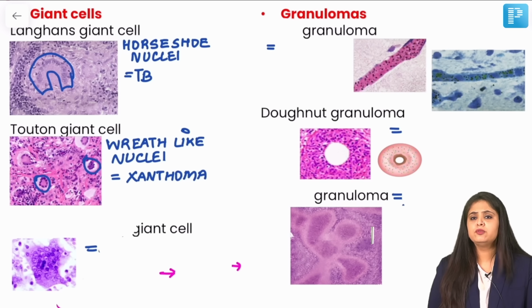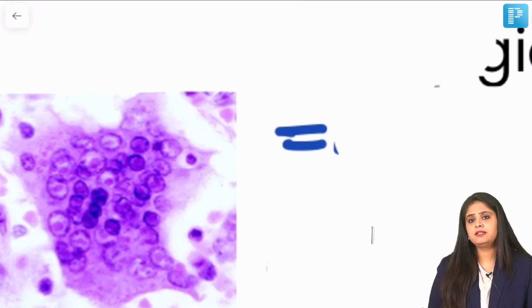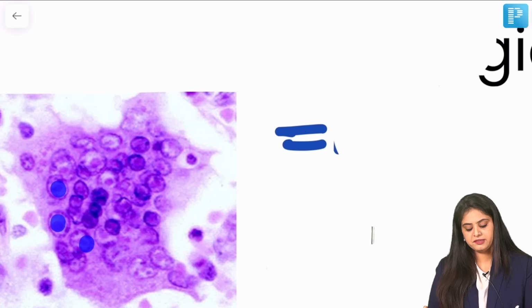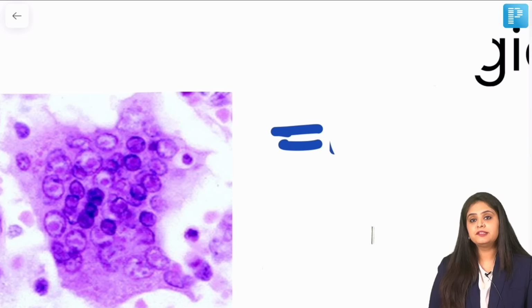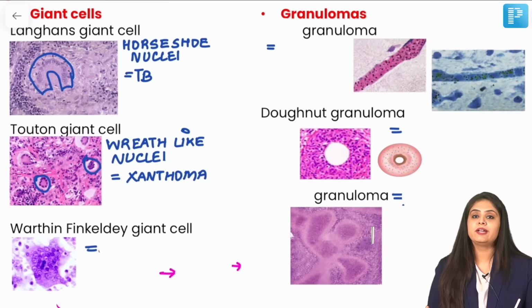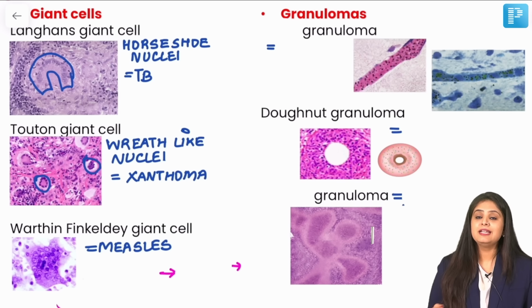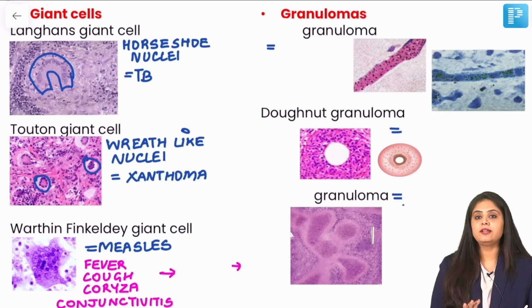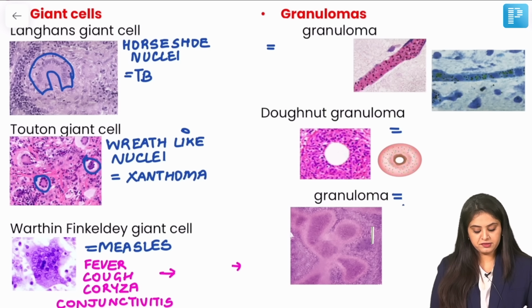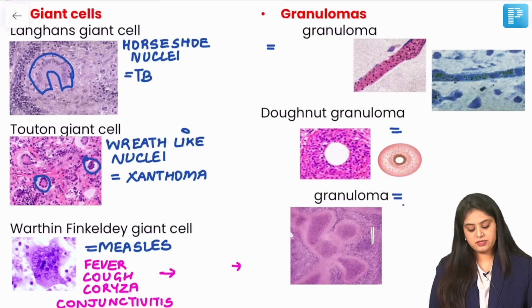The next one, although you might not be able to identify this clearly, but if I zoom in, you will see in the nucleus there are dots, there are inclusions. This is the classical Warthin-Finkeldey giant cell, and it is seen in case of measles. If you don't identify this in the exam, the history will definitely guide you towards it, because in measles, you know, the child is always going to start with fever and 3 C's. So fever would be mentioned, and 3 C's: cough, yes, coryza means running nose, and conjunctivitis, red eyes. So cough, coryza, conjunctivitis will be there.